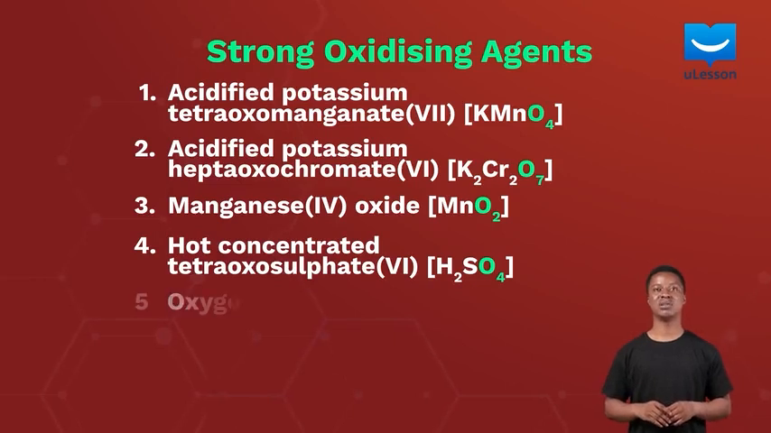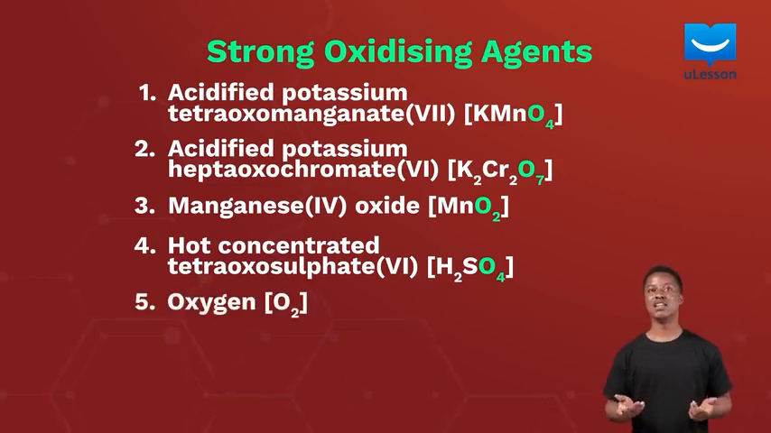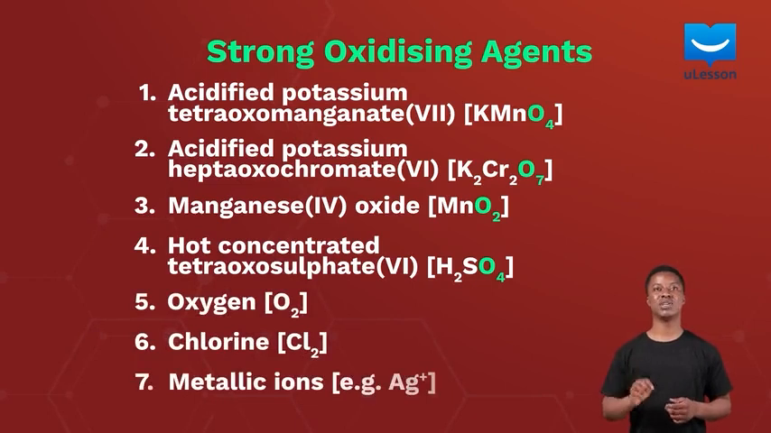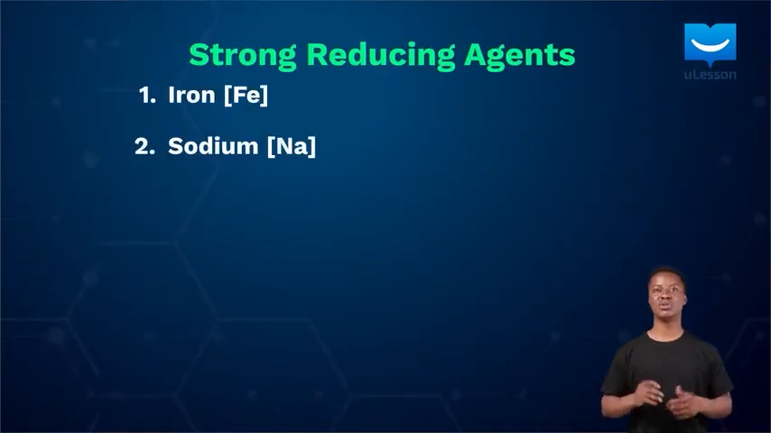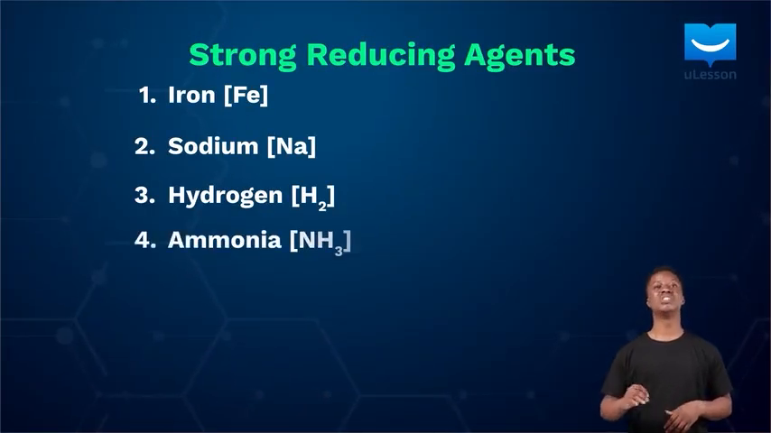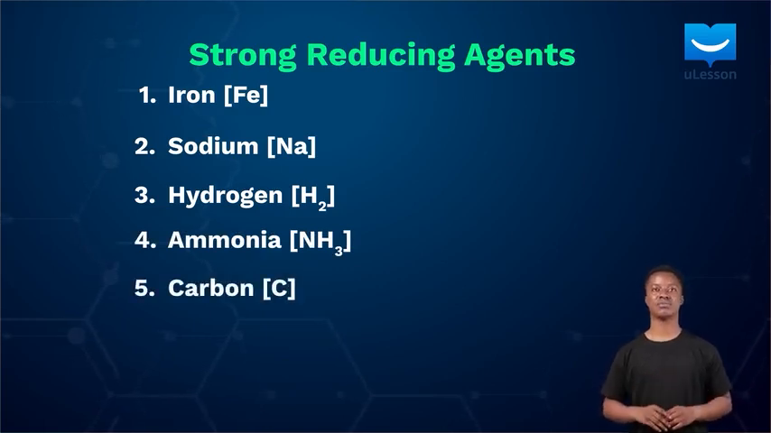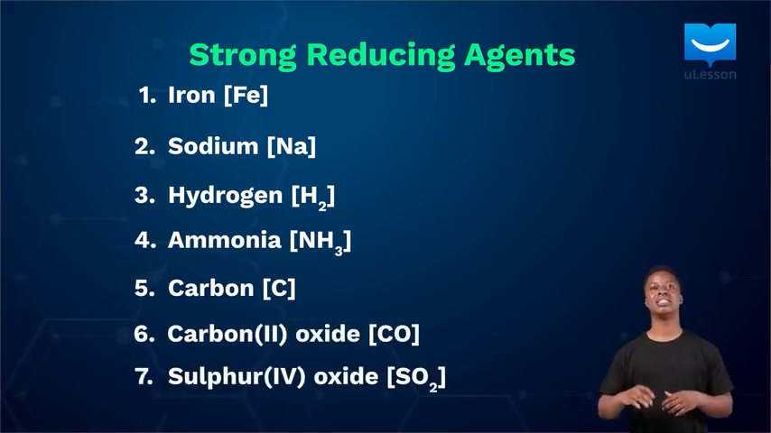Some other oxidizing agents include oxygen, electronegative elements such as chlorine, and metallic ions from salts of unreactive metals such as silver. Some other substances are so electropositive that they are always ready to give away electrons. Therefore, they are strong reducing agents. They include reactive metals such as iron and sodium, hydrogen, the hydrogen-rich ammonia, and carbon. You also have non-metallic ions and substances that can easily move to a higher oxidation state, such as carbon(II) oxide and sulfur(IV) oxide.